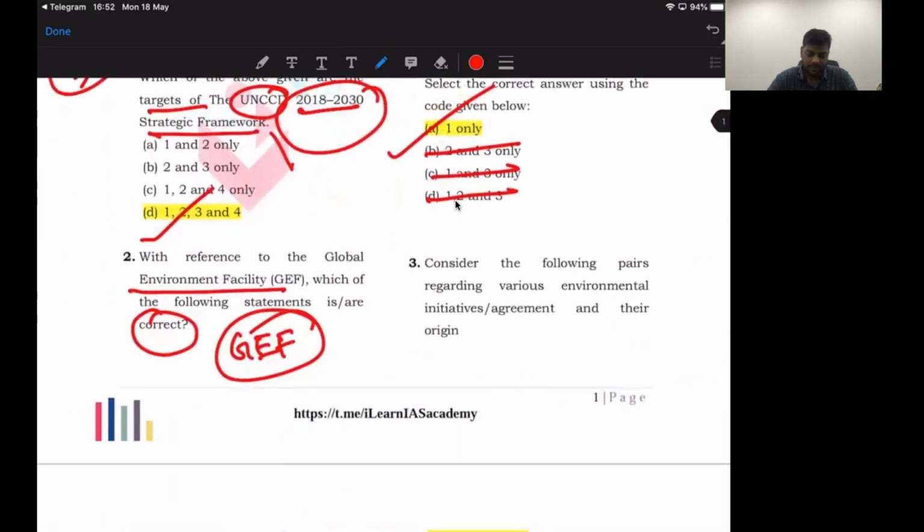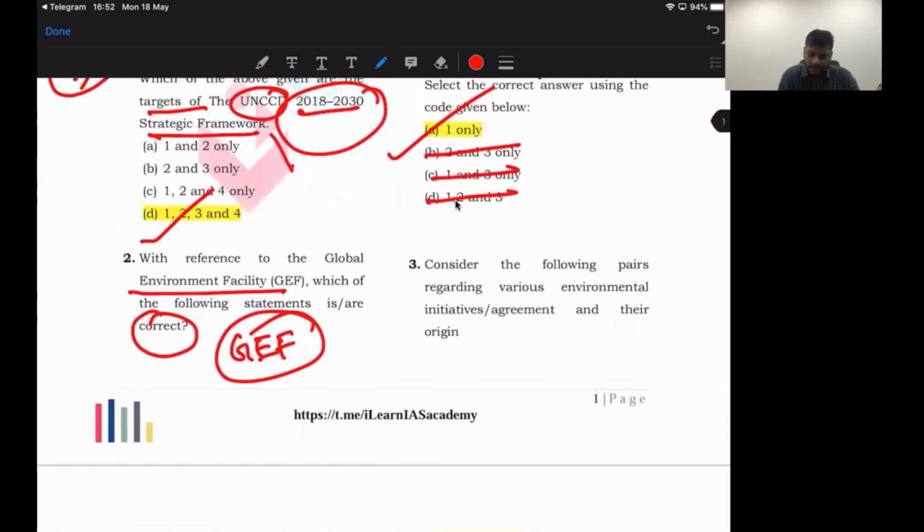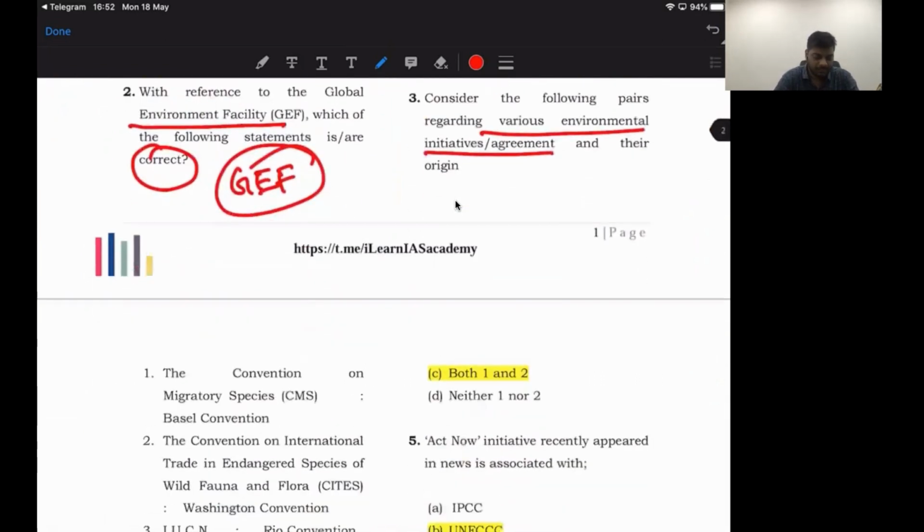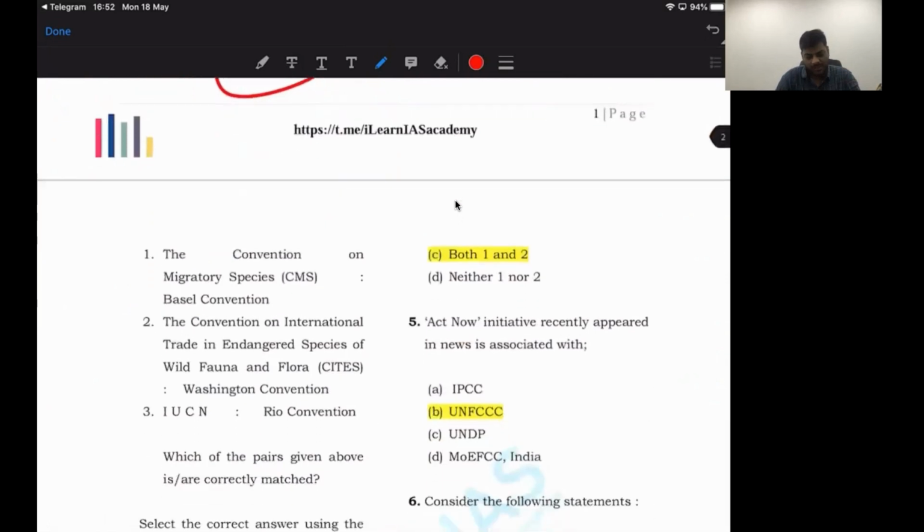Going with the third question: consider the following pairs regarding various environmental initiatives or agreements and their origin. Match the following. This is a very simple question for those who know the fundamentals, the basics of environment and global conventions. The Convention on Migratory Species, which is what? Not the Basel Convention, but the Bonn Convention.